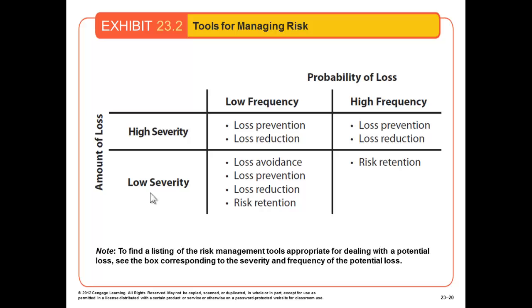Low severity means that it's a low loss, or a high severity means that it could be a high loss if the risk occurs. And then low frequency simply means it's low probability, and high frequency means a high probability that the loss will occur. So you can see in the case of low frequency, high cost, I'll either take a loss prevention approach or a loss reduction approach.